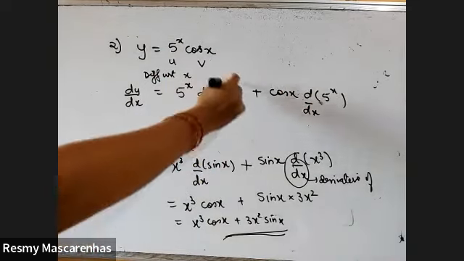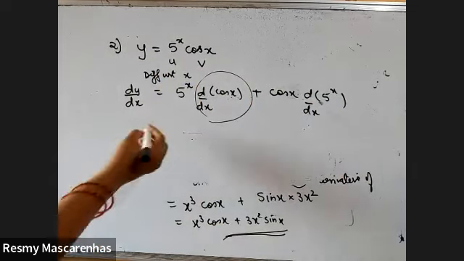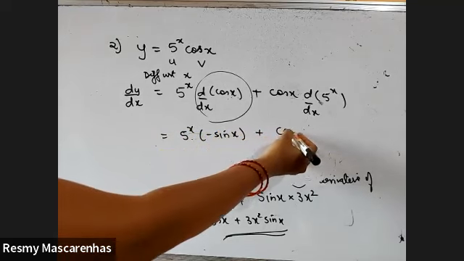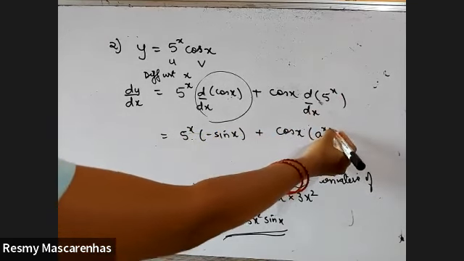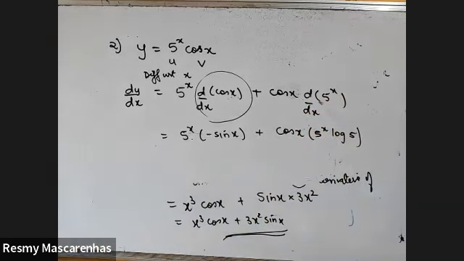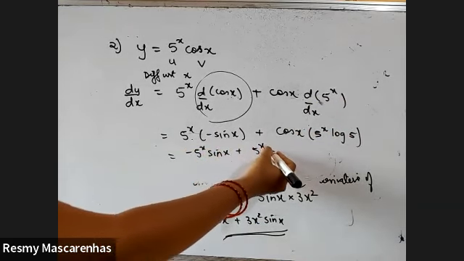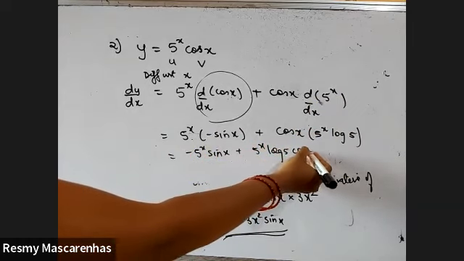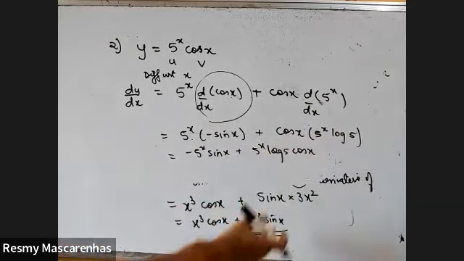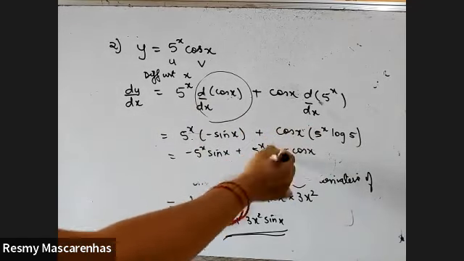Now you know what is the answer of this. Refer to the table and find out what is the derivative of cos x. The derivative of cos x is minus sin x. And the derivative of a raised to x is a raised to x log a. Here a is 5. This is the answer. You can write in the same order also, no problem, or this way also, whichever. Because finally they are all multiplications, whether you write this last or this first doesn't matter.